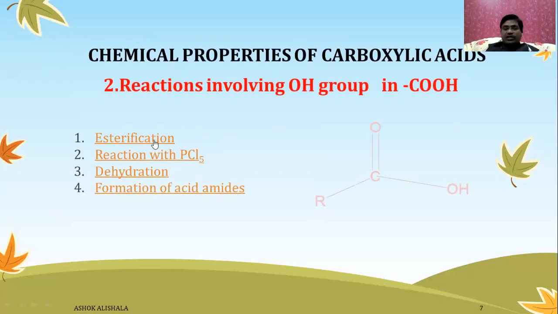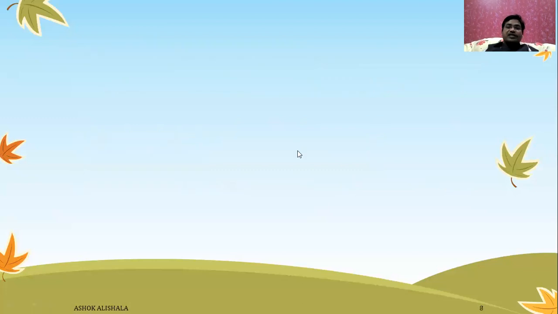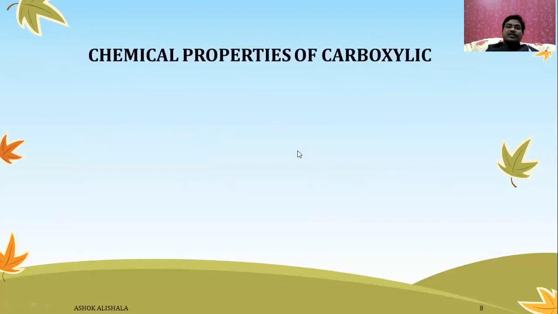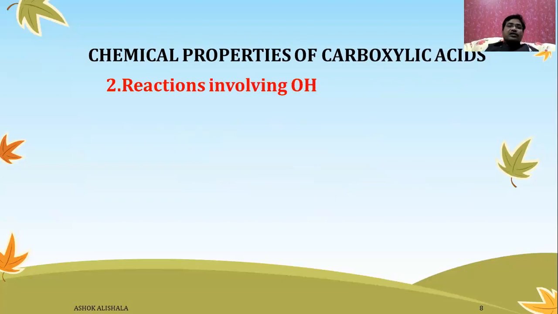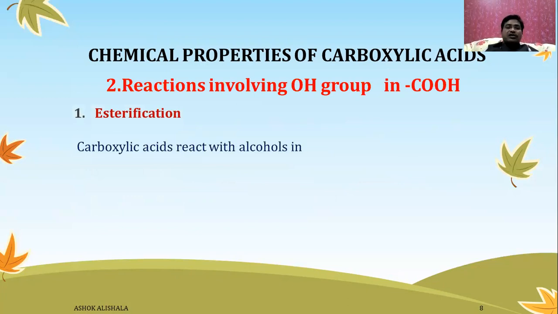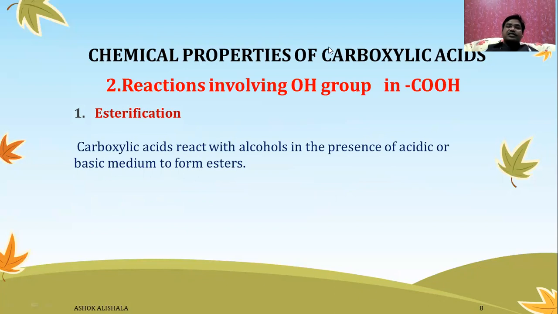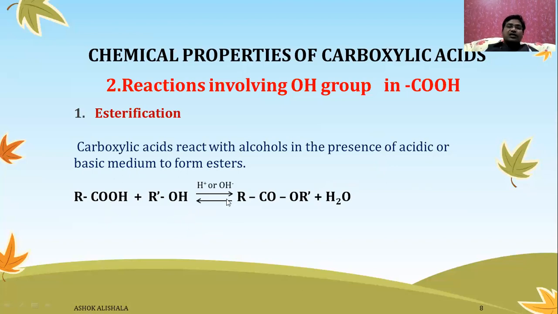Now let us go to the first one, the esterification reaction, involving the OH group in COOH. Just now I told you, carboxylic acid reacts with alcohol in the presence of acidic or basic medium to form esters. This reaction is called esterification. This is a reversible reaction. The carboxylic acid reacts with alcohols in the presence of either acidic or basic medium to form ester and water.